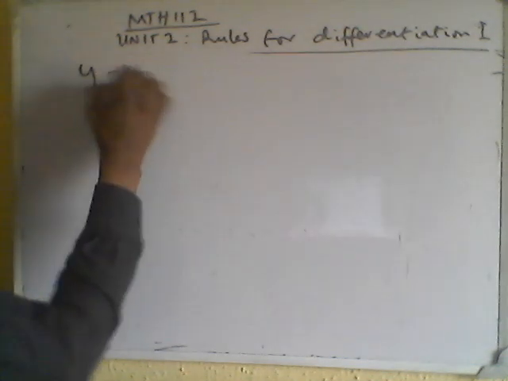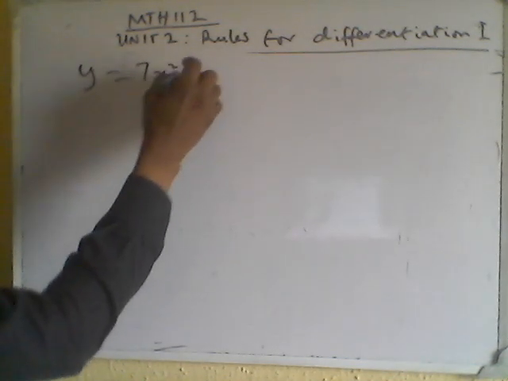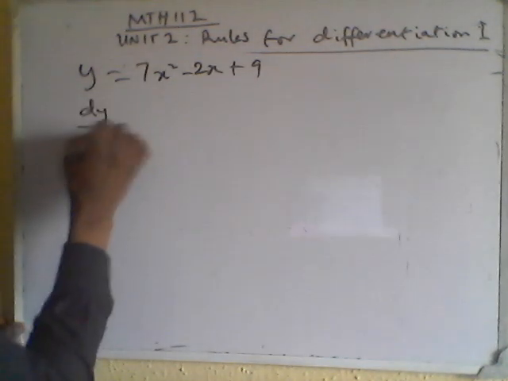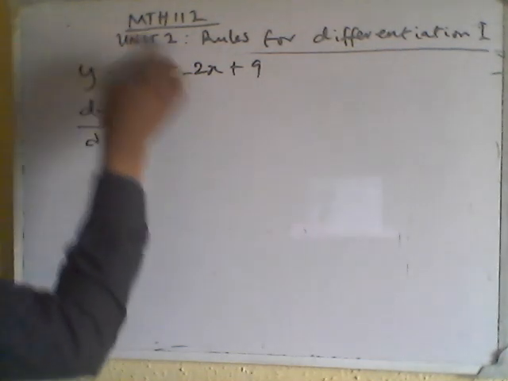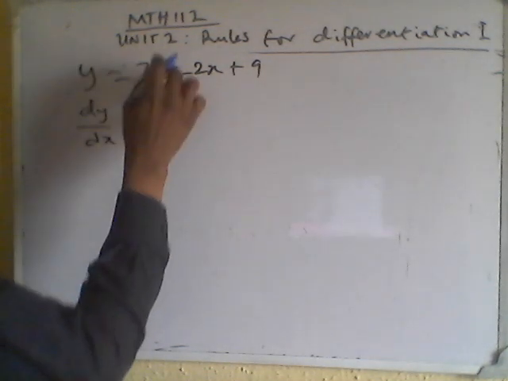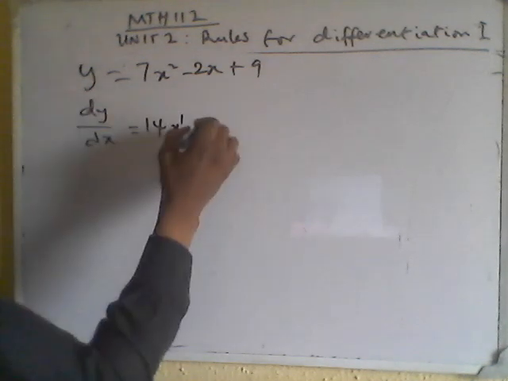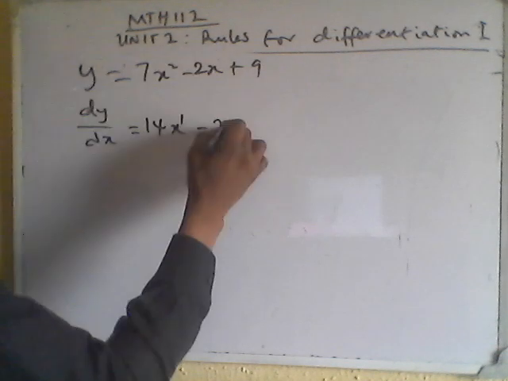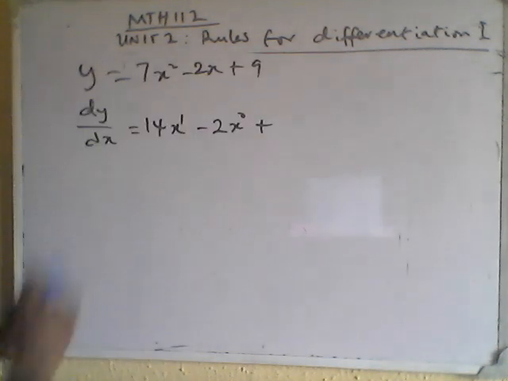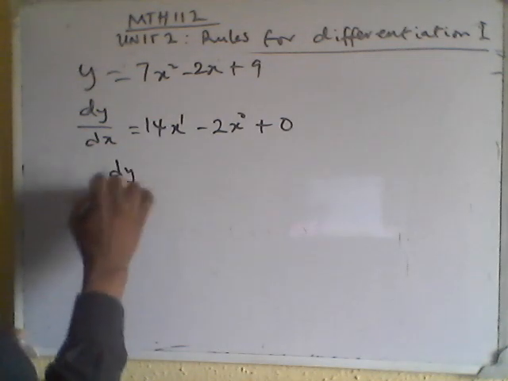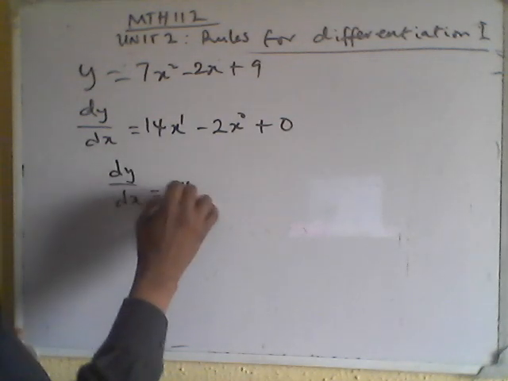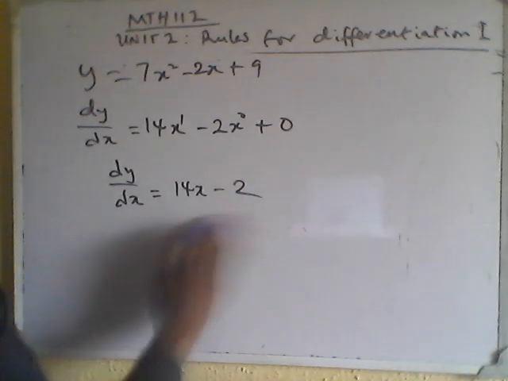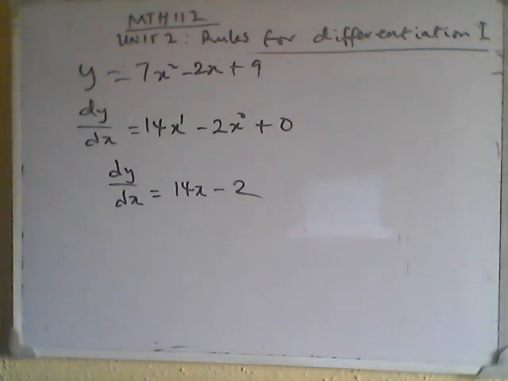So if I have y is equals to 7x squared minus 2x plus 9, then dy dx is equals to 2 times 7 is 14, 2 minus 1 is 1, right? Minus, then this is power of 1. 1 times 2 is 2, 1 minus 1 is 0. That's x to the power 0. Plus this 9 is a constant term, will give me 0. So the dy dx simplified now becomes 14x minus 2, because x to the power 0 is 1, then plus 0. So this is the answer for this particular question.